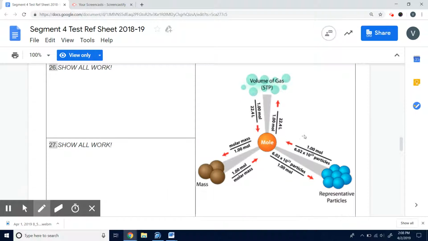Okay, so remember, particles describe atoms and they also describe molecules. Okay, so these two represent particles as well. Okay, so since the problem's asking for atoms, we want to use one of these two conversion factors. Okay, so we either want to use this one or we want to use this one. So let's look at where we're going. Are we going from moles to atoms, or are we going from atoms to moles? We'll go back to our problem.